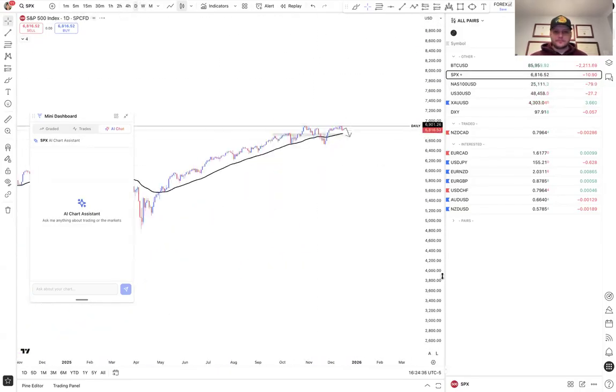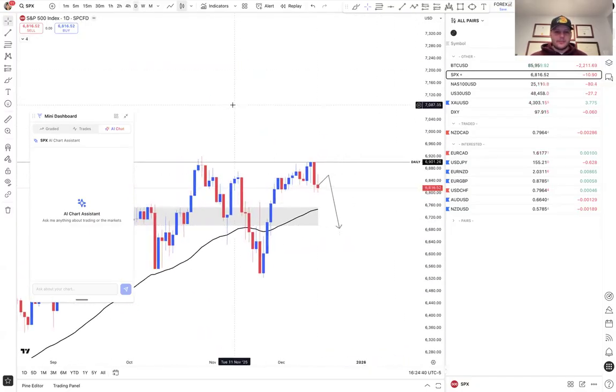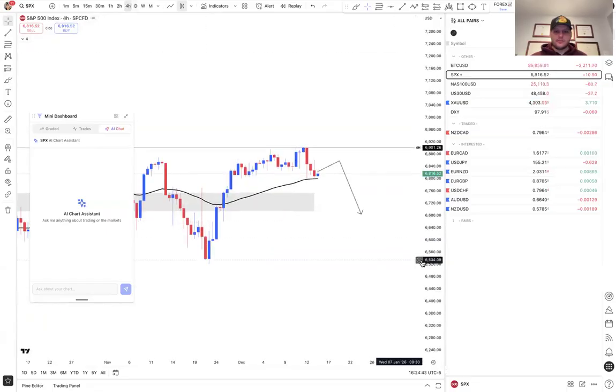SPX, is it not moving? Did it stop moving?